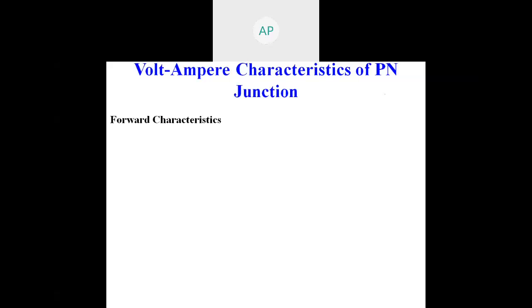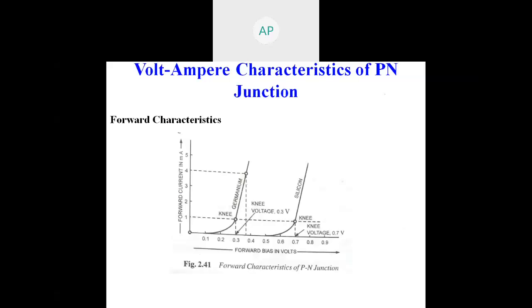Once this forward voltage is overcome, the current starts to flow. Before that, a small amount of current flows, generally in microamperes. And once this barrier potential is broken, the current immediately rises. This is one of the characteristics for the germanium material, and this is for the silicon material. For silicon, the barrier potential is 0.7 V, whereas for germanium it is 0.3 V. The barrier potential is also known as the knee voltage.